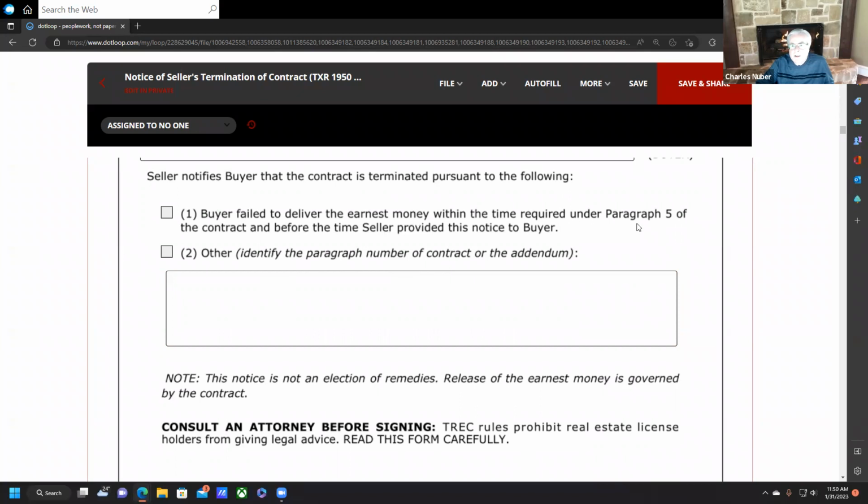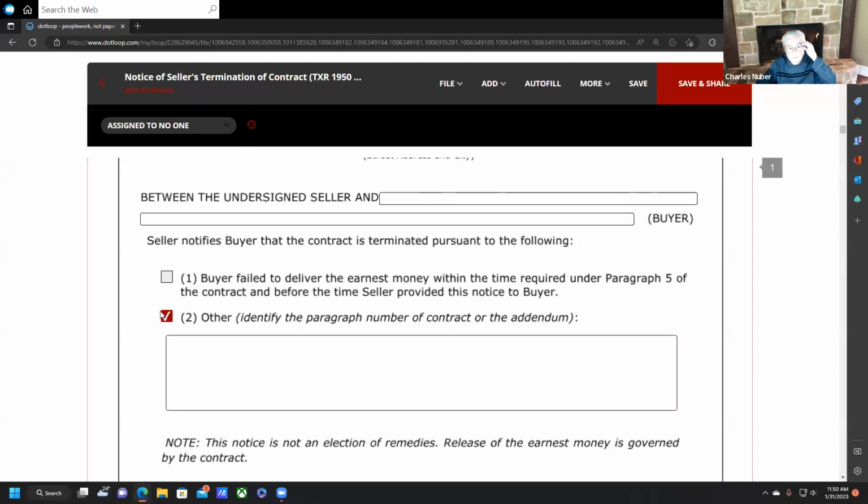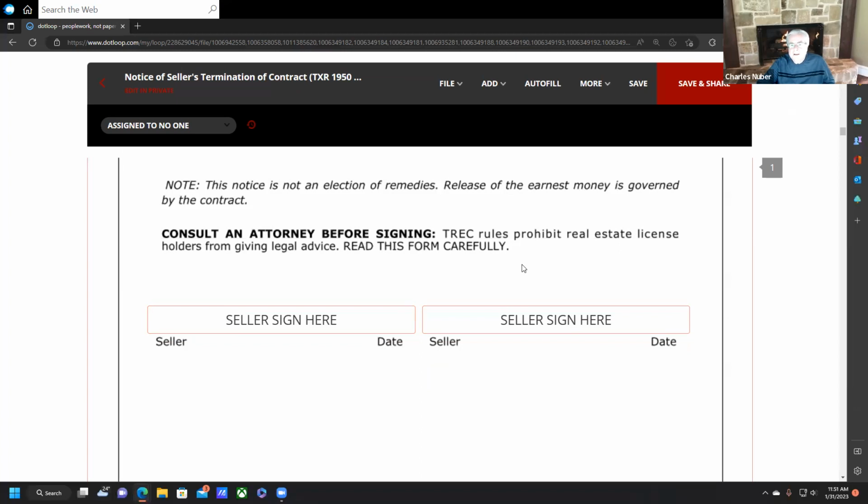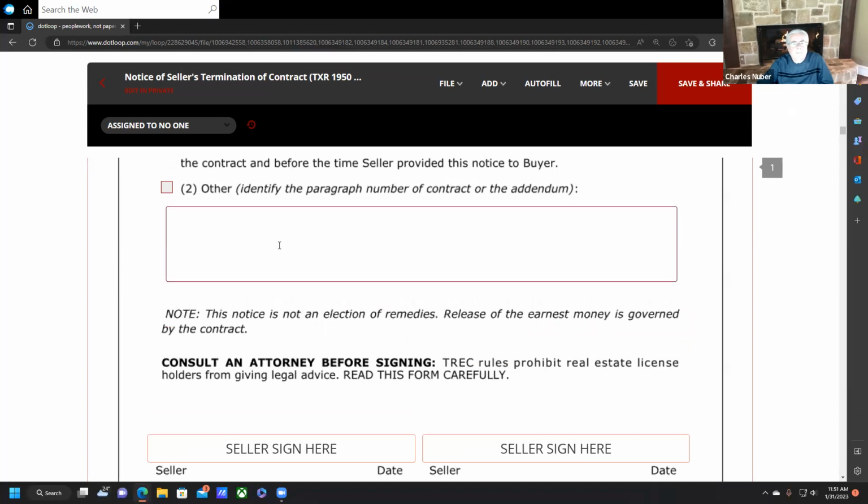Buyer failed to deliver earnest money and other identified in the paragraph. So if the buyer defaults in the contract someplace, this is where you're going to put something in here. Now, if you're a newer agent, or even if you're not a newer agent, I would recommend that you have somebody that has worked in this arena before to help you write this. You may want to go seek your own attorney to write this. You might want to have your client's attorney write this verbiage in here if the buyer has defaulted on the contract. Don't be an attorney is what we're saying. Consult an attorney before signing. TREC rules prohibit real estate license holders from giving legal advice. Read this form carefully, okay?